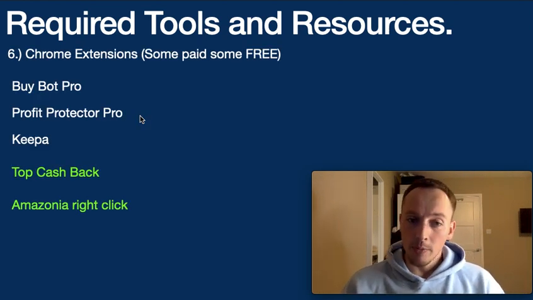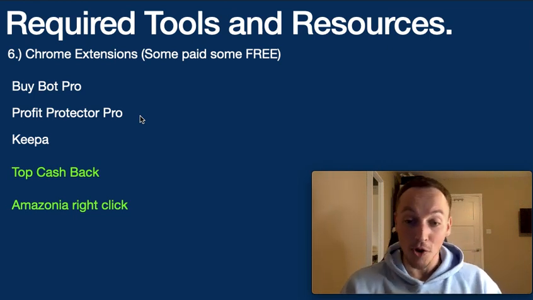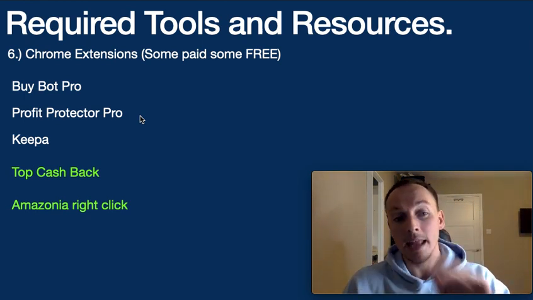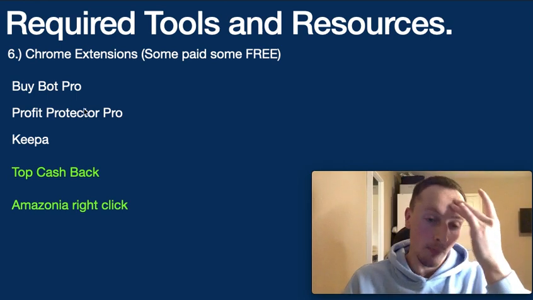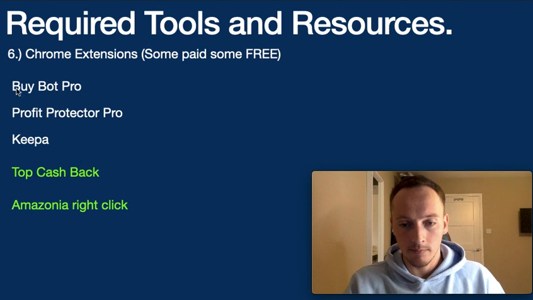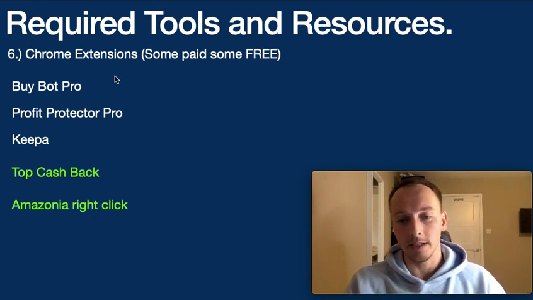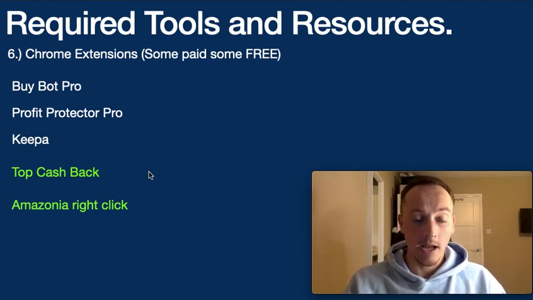So number 6 is Chrome extensions. So some Chrome extensions are paid, some are free. You need Google Chrome to start with, obviously, to use these. So depending on if you buy any of the subscriptions here, BuyBook Pro, Profit Protector Pro, Keeper, once you buy them, then you get these Chrome extensions for free as an add-on. And then Top Cashback is completely free.